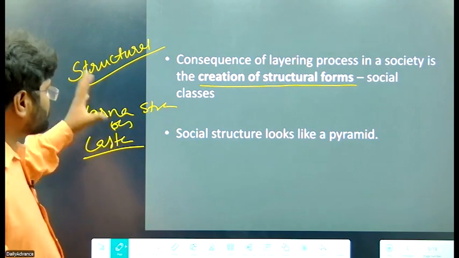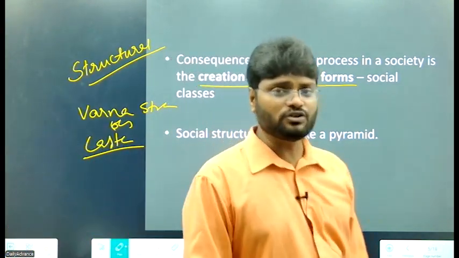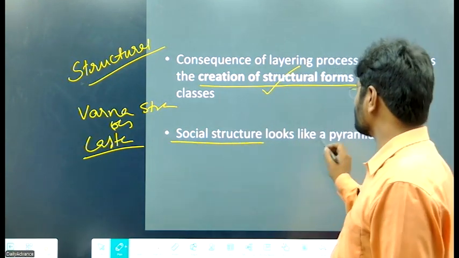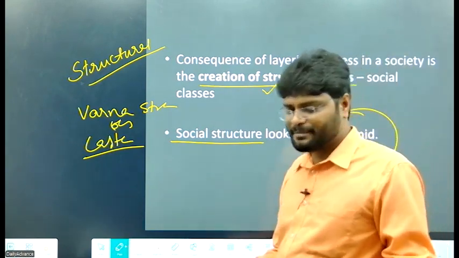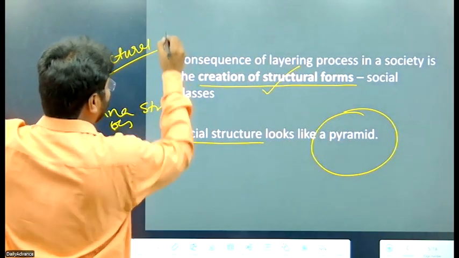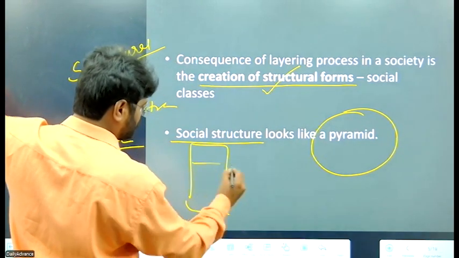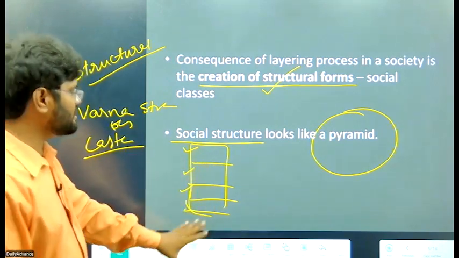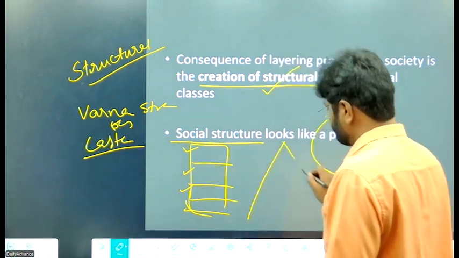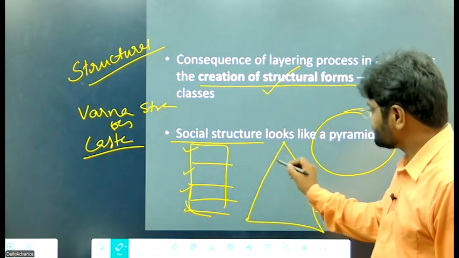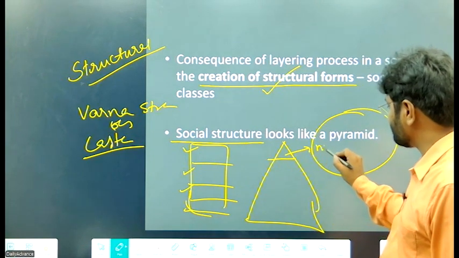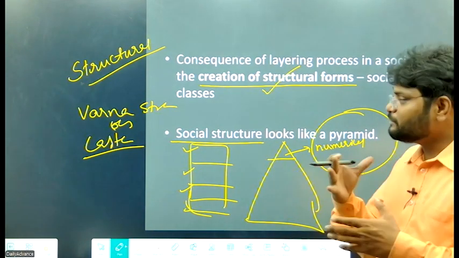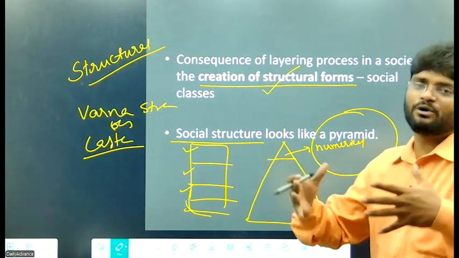Whenever societies formed this kind of layered arrangement of social groups, it is nothing but the society's structure. And the second thing is that the social structure looks like a pyramid. Why they call it a pyramid, we can say it's like a stack: top group, middle groups, and bottom group. Instead of this kind of form, they gave the comparison of a pyramid. Why a pyramid? Here the top group is numerically very small, but criteria-wise they are very powerful.